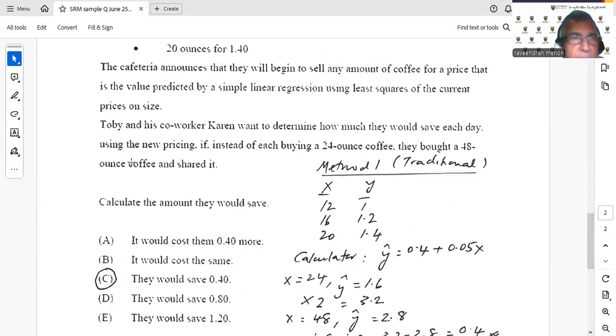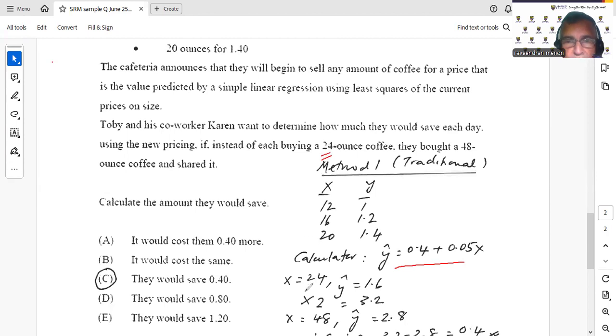Okay, you'll get y hat equals 0.4 plus 0.05x. So you'll get a regression equation, right? Just use your calculator, plug in the numbers, and you'll get this. So now, let's go ahead and deal with a 24 ounce.